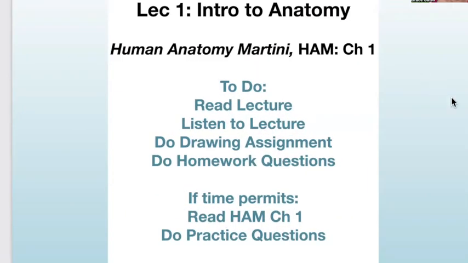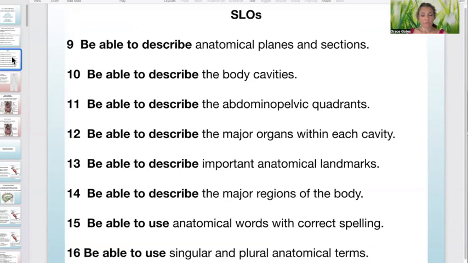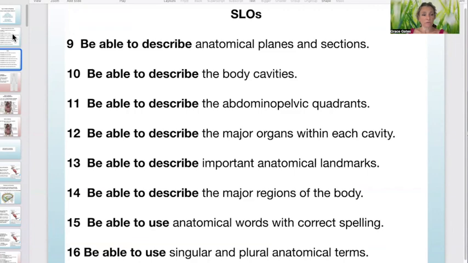All right, then. So, Introduction to Anatomy, it's based on Human Anatomy by Martini, Chapter 1. Your to-do list is to read the lecture, listen to the lecture, do drawing assignments and homework questions. If time permits, you can read the chapter in Martini's and you can do additional practice questions. Here are the student learning objectives. By the end, you should be able to explain the following points, be able to describe the following points, be able to use anatomical terms. You can read those all.